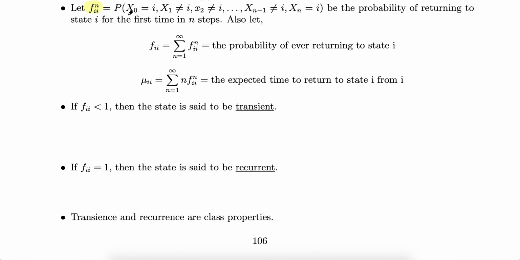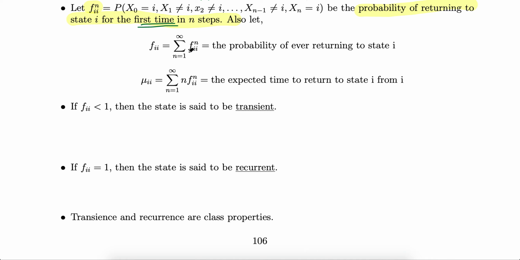So in our probability notation, at time 0, we start in state I. Then, for the next n-1 steps, we do not pass through state I at all. Finally, after n steps, we pass through state I. So this, again, tells us the probability of returning to state I for the first time in n steps. Emphasis on first time.